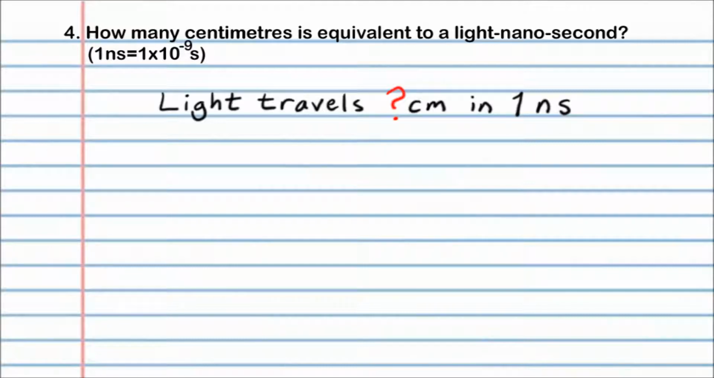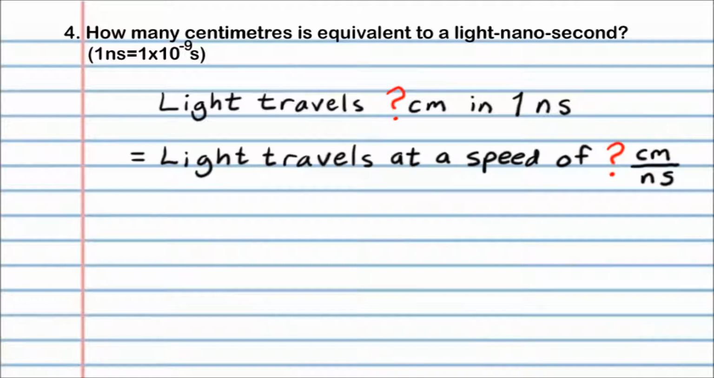The trick is to realize that when they ask you how many centimeters light travels in 1 nanosecond, another way to phrase that would be to say that they're asking for what the speed of light is in centimeters per nanosecond. Because centimeters is a distance, nanoseconds is a time, distance divided by time, that's a speed.